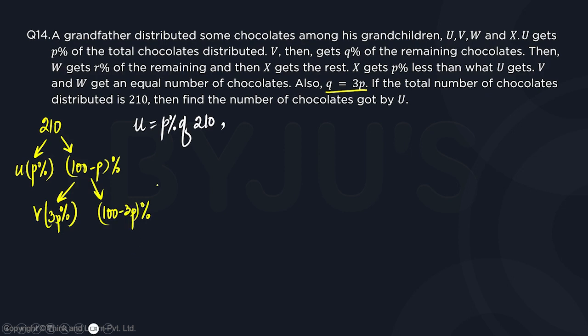So from here, we can say that V gets 3P percentage of 100 minus P percentage of 210. So this is the number of chocolates V gets. Okay. Then W gets R percentage of the remaining. So the remaining is this component.